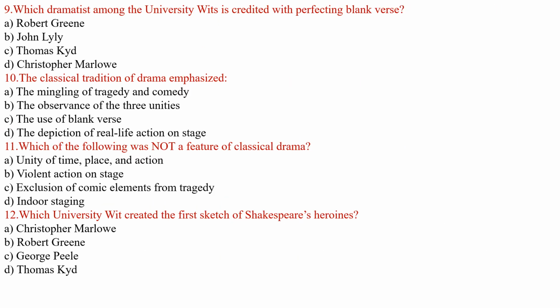Which dramatist among the University Wits is credited with perfecting blank verse? So let's try to know what blank verse is. Blank verse is verse without rhyme, especially that which uses iambic pentameter. So what is an iambic? Iambic has two syllables, unstressed and stressed. So let's see who is credited with perfecting blank verse.